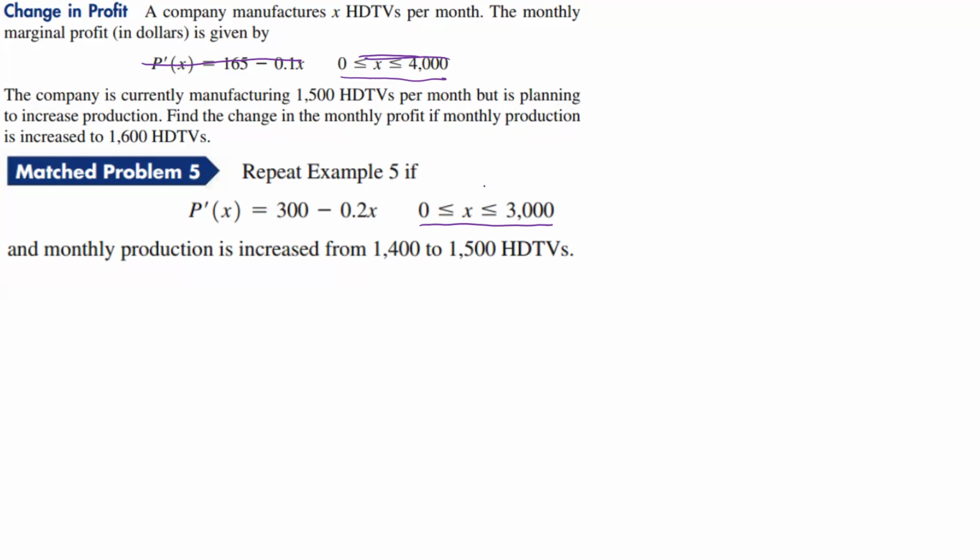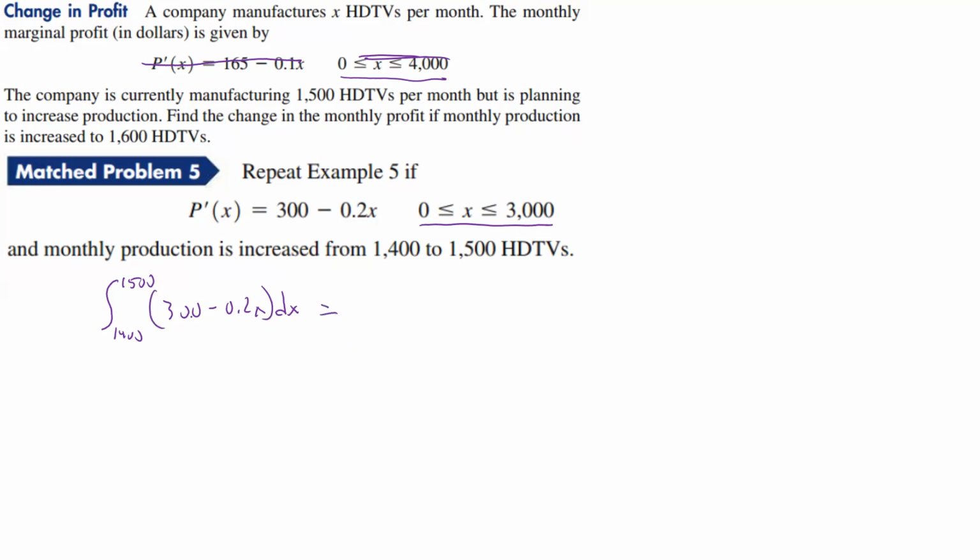So what are we going to do? Well, we're going to figure out the integral from 1,400 to 1,500 of this function, 300 minus 0.2x dx. Okay, so that's what we're going to do.